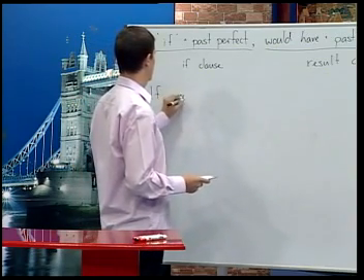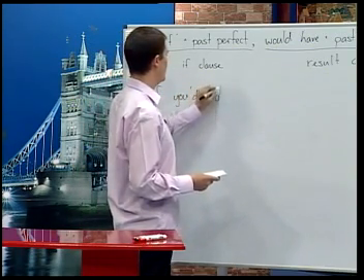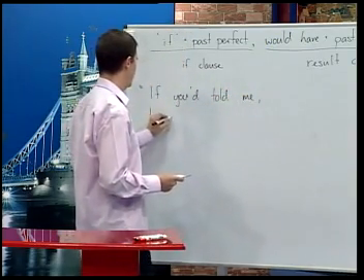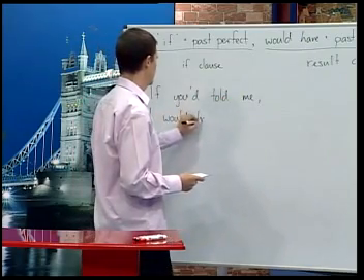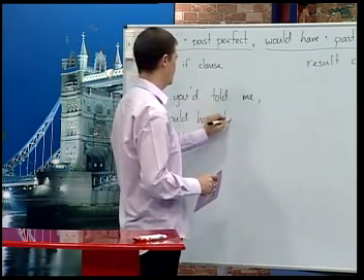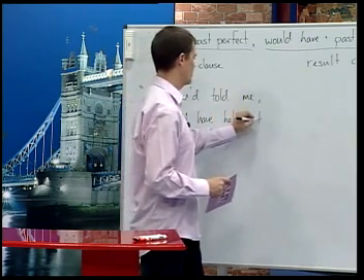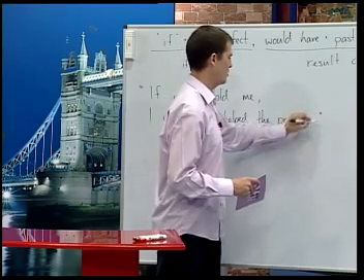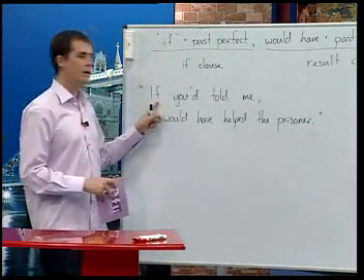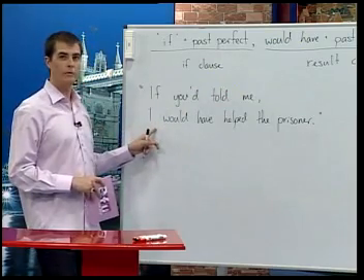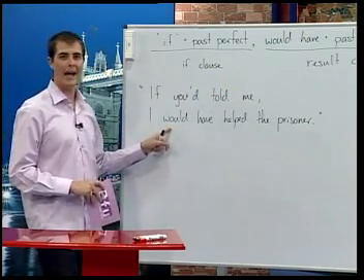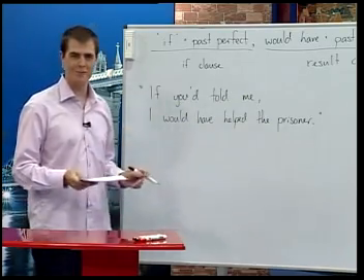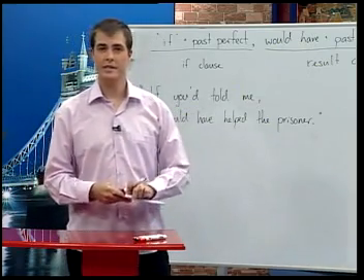if you'd told me, I would have helped the prisoner. So for speaking, we'd say, if you'd told me, I would have helped the prisoner. Just be careful, it's not I would have, but I would have. If you'd told me, I would have helped the prisoner. That's when we're speaking. Well, let's practice these now.